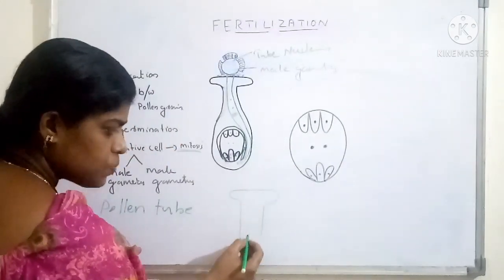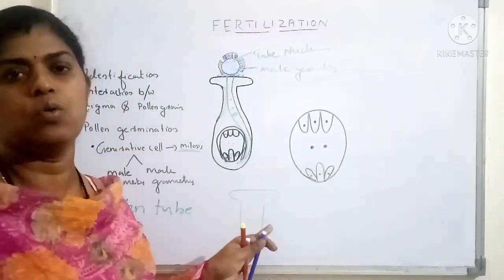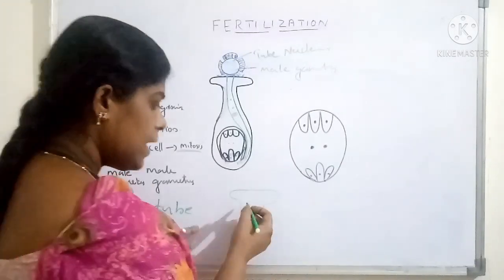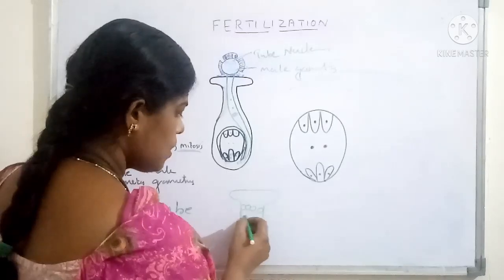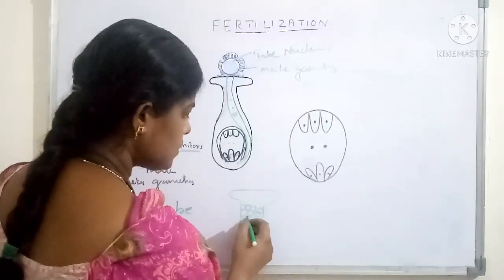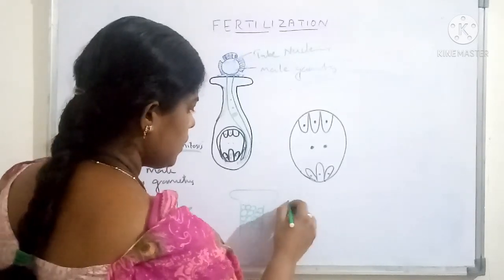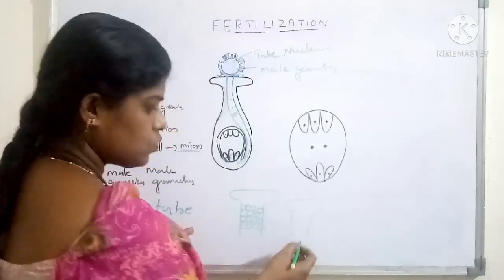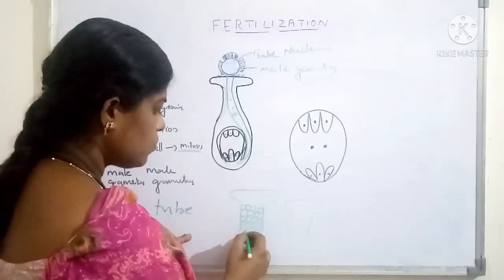The pollen tube passes through the style, and sometimes the style will be hollow and sometimes it will be solid. What do we mean by solid? Inside the style, so many cells will be there. It can be hollow also. See here, this style is hollow, no cells are there, but here it is packed with so many cells.